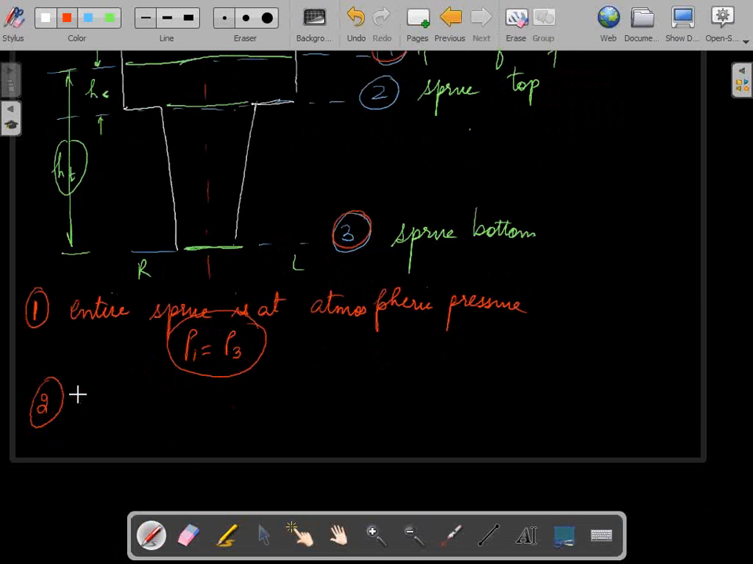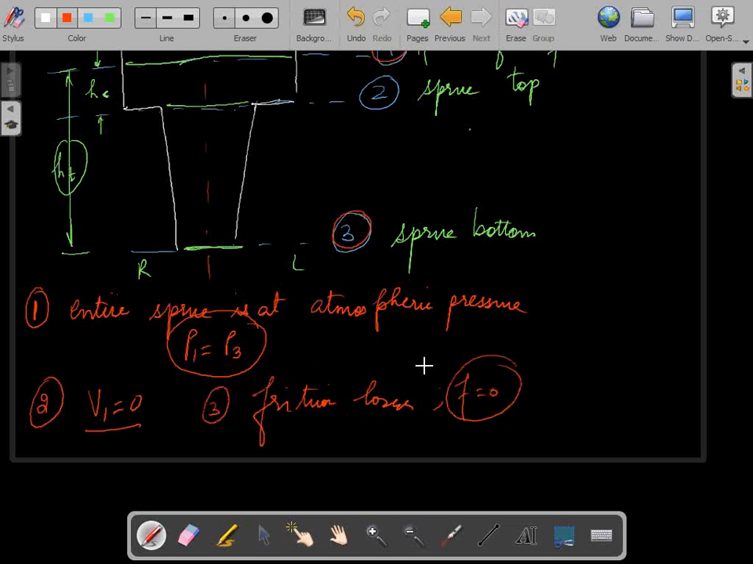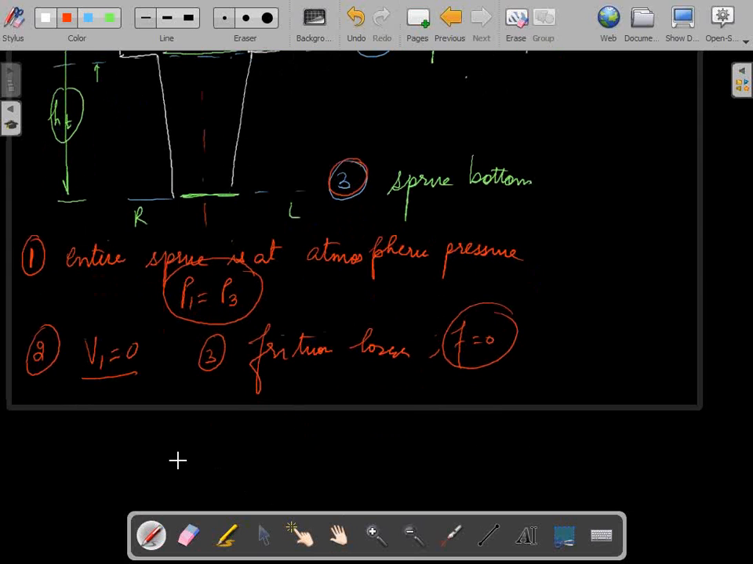Second assumption is that the velocity at section 1 is 0. The molten metal has no velocity whatsoever. And the third one is there are no friction losses, that is F is equal to 0. Now let us apply Bernoulli's theorem. For section 1 it will be P1 plus V1 square by 2G plus H1 is equal to P3 plus V3 square by 2G plus H3.